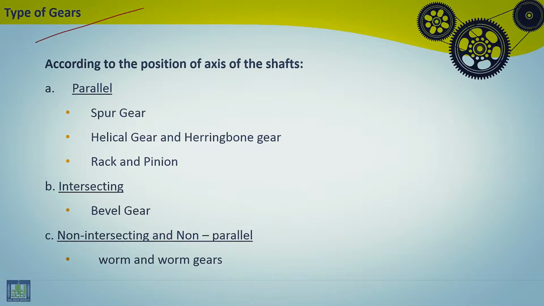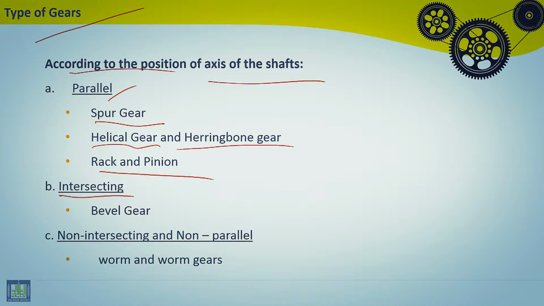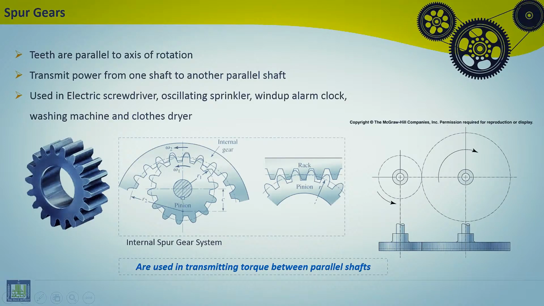Let's see here some types of gears. So gears are classified according to the position of axis of the shafts. First group is about parallel axis of the shafts. We can find spur gear, helical gear and herringbone gear, and rack and pinion. Next group is about intersecting axis of the shafts. We will find bevel gears. And finally, non-intersecting and non-parallel axis of the shafts, we can find worm and worm gears.